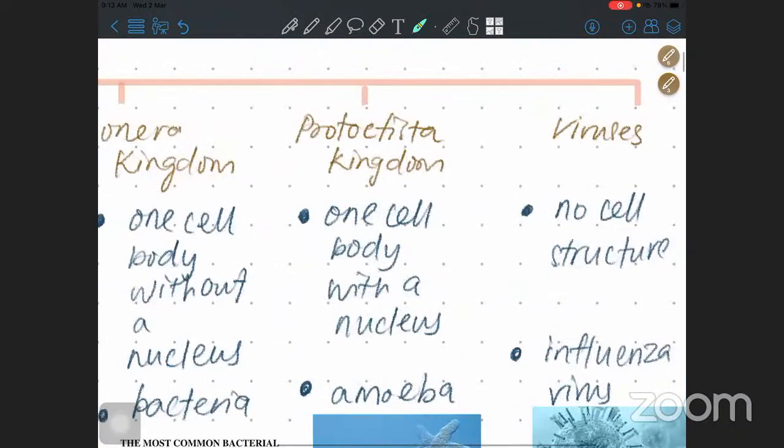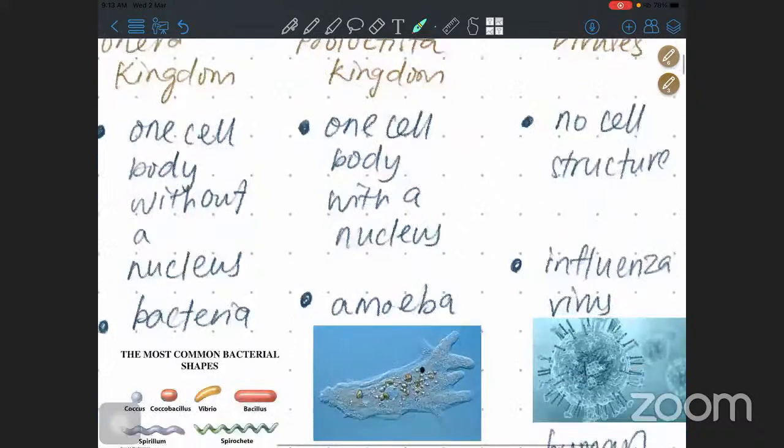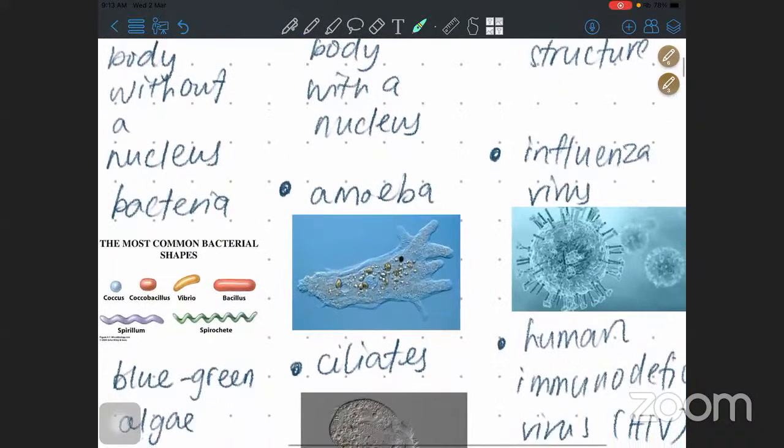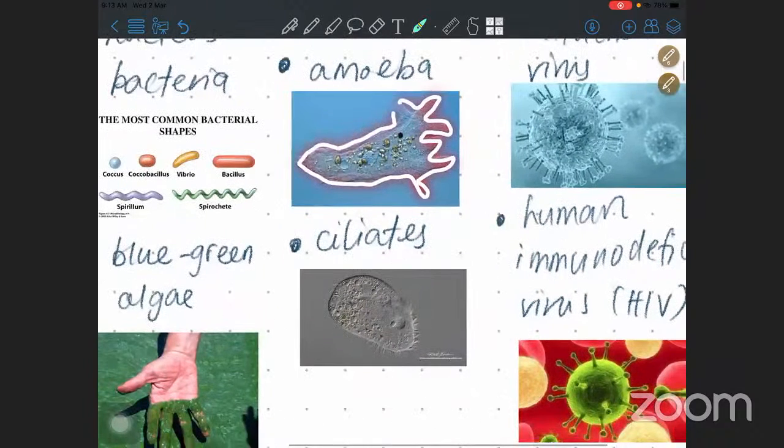On the other hand, we have the Protista kingdom, which is also one cell, but with a clear nucleus. For example, the amoeba, whose outer shape can change and which can move, and the ciliates. You can see these are the cilia.